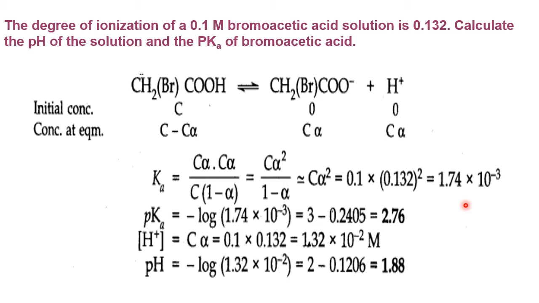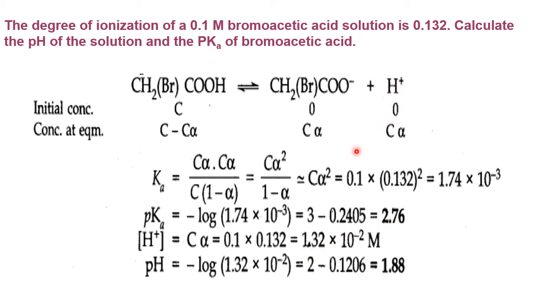pH equal to minus log H plus, so pKa equal to minus log Ka. Ka equal to this value is substituted here. So log 1.74 and log 10 to the power minus 3 are separated using log of A into B equals log A plus log B. So this is 3 log 10, which is 3, and take out the log 1.74. The answer is 2.76. This is the pKa.